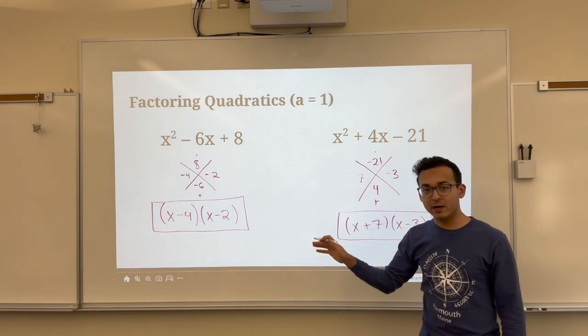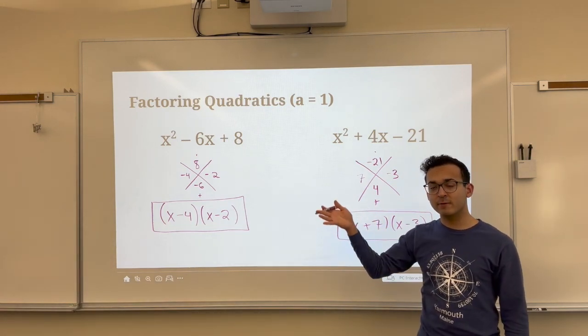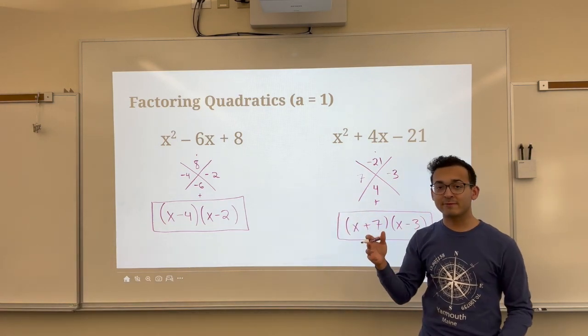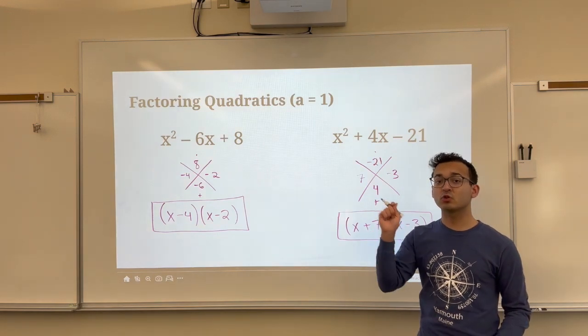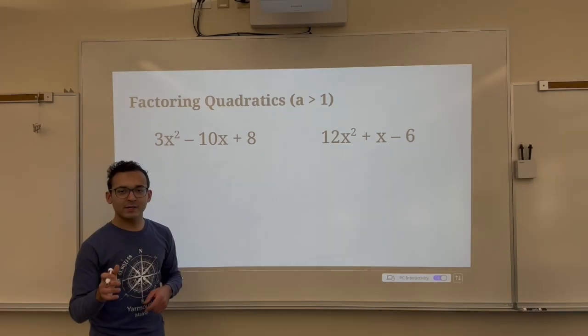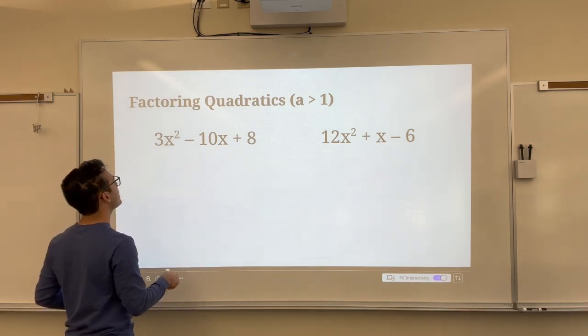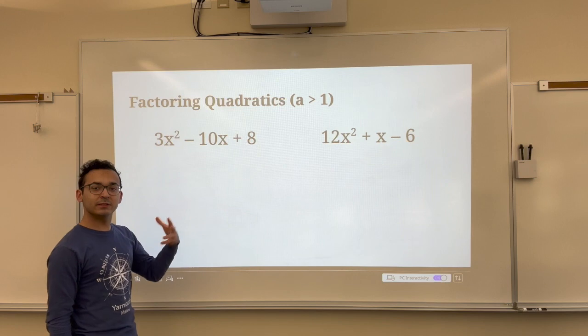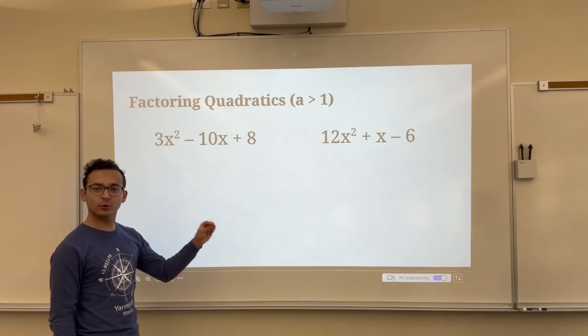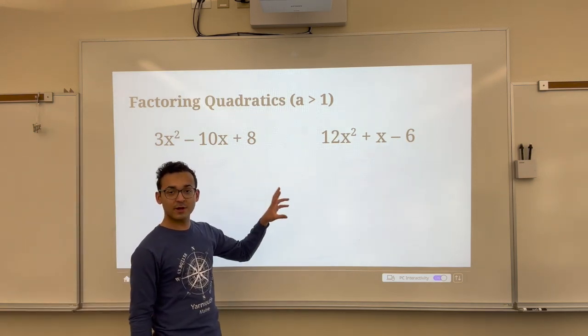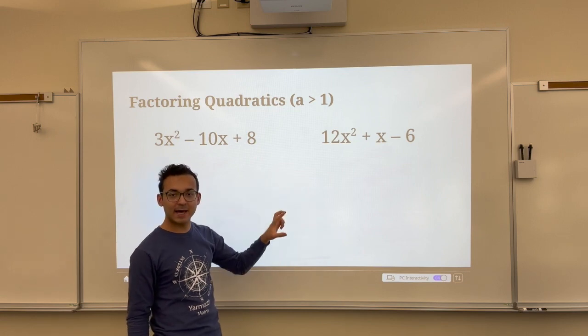Now that we've reviewed how to factor quadratics with a leading coefficient of 1, let's review how to factor quadratics with a leading coefficient greater than 1. Alright, so here are 2 examples of factoring quadratics when a is greater than 1. So for this one, I'll use our more familiar method, which is called factoring by grouping. And for this one, I'll use a method that I learned recently, which is called slide and divide.